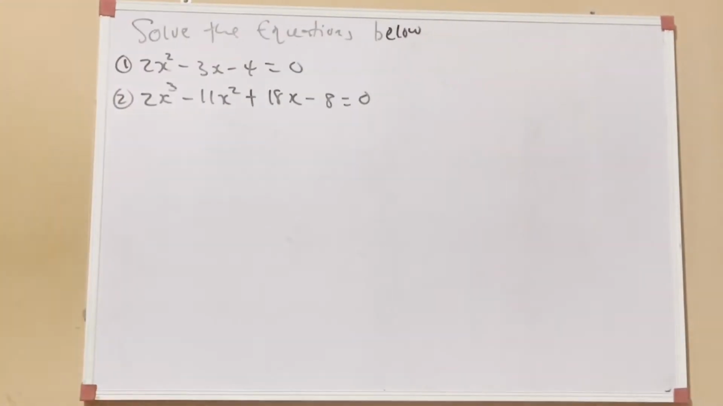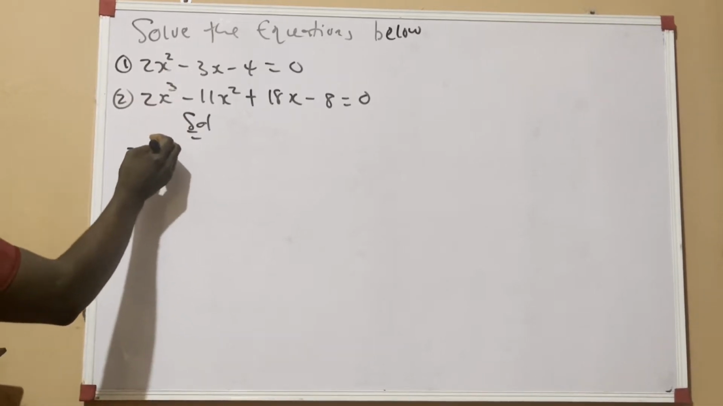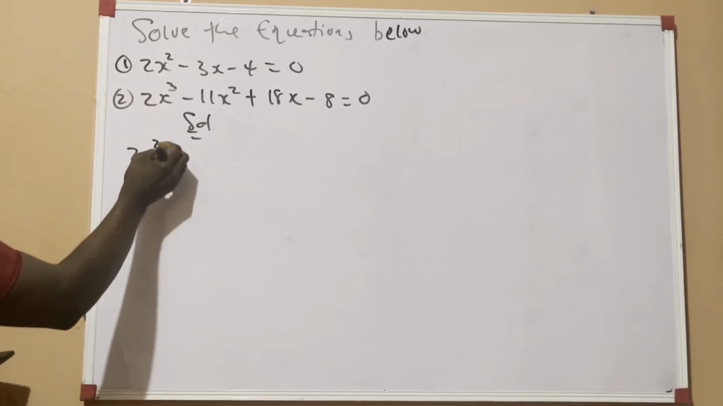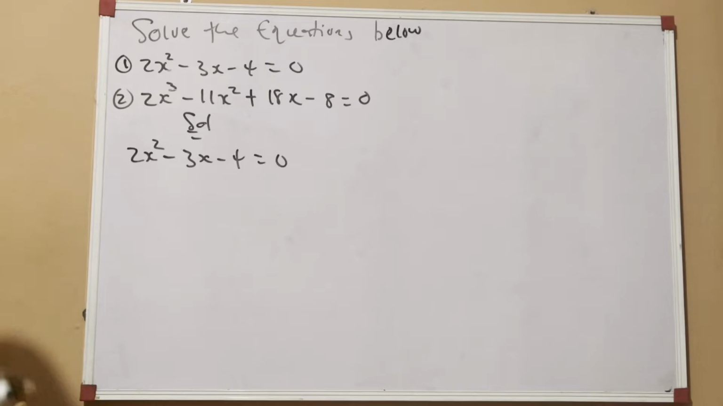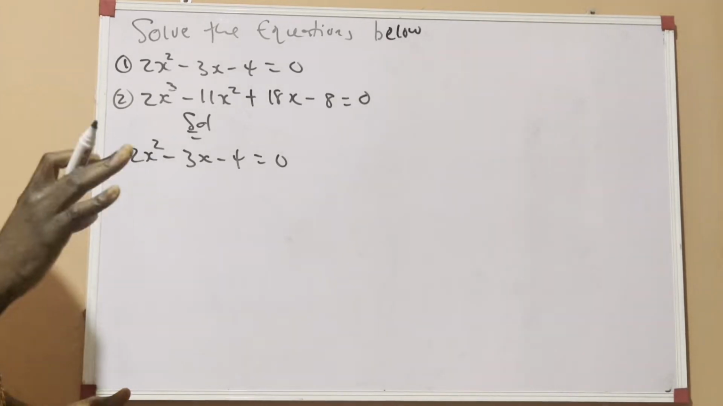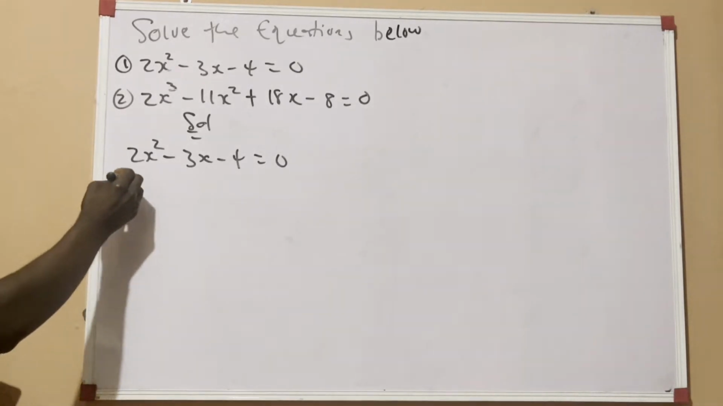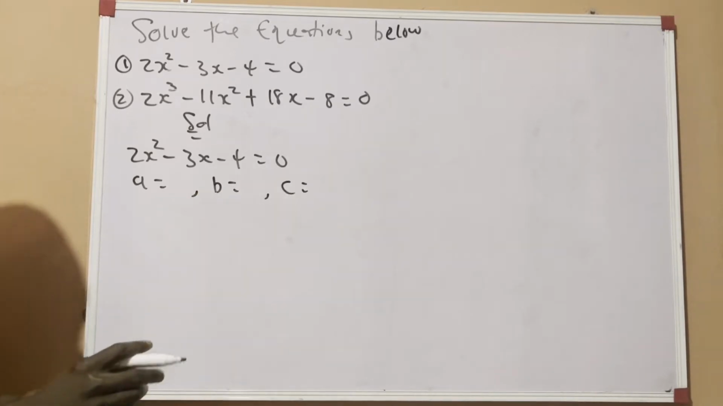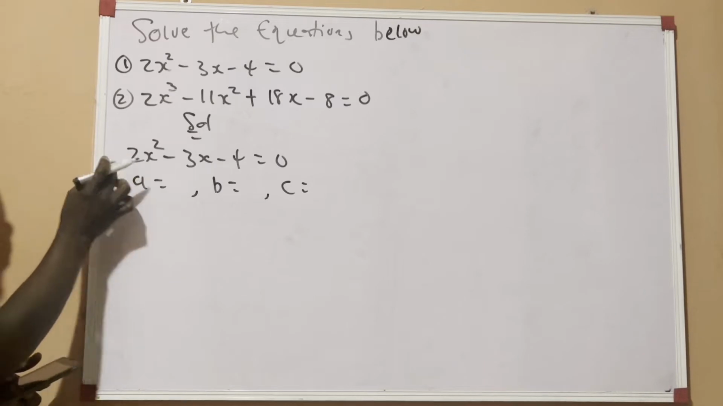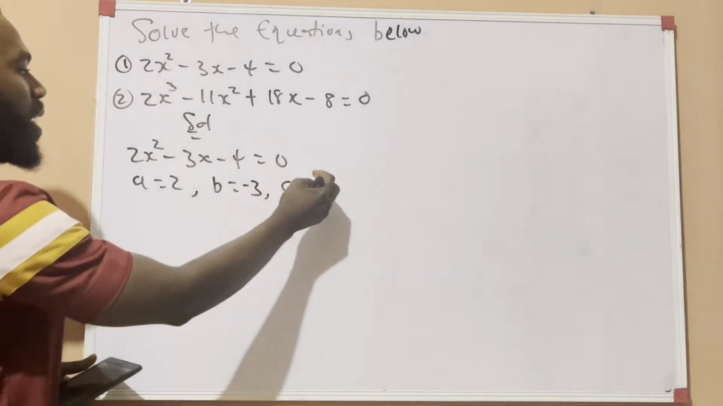All right, question number 1 says, 2x squared minus 3x minus 4 is equal to 0. Now, we are going to be applying the formula method for solving quadratic equation to solve this question. So, of course, what are the 3 things we are going to solve for first? They are A, B, and C. Now, what is the value for A here? A is 2, B is a negative 3, and C is a negative 4.